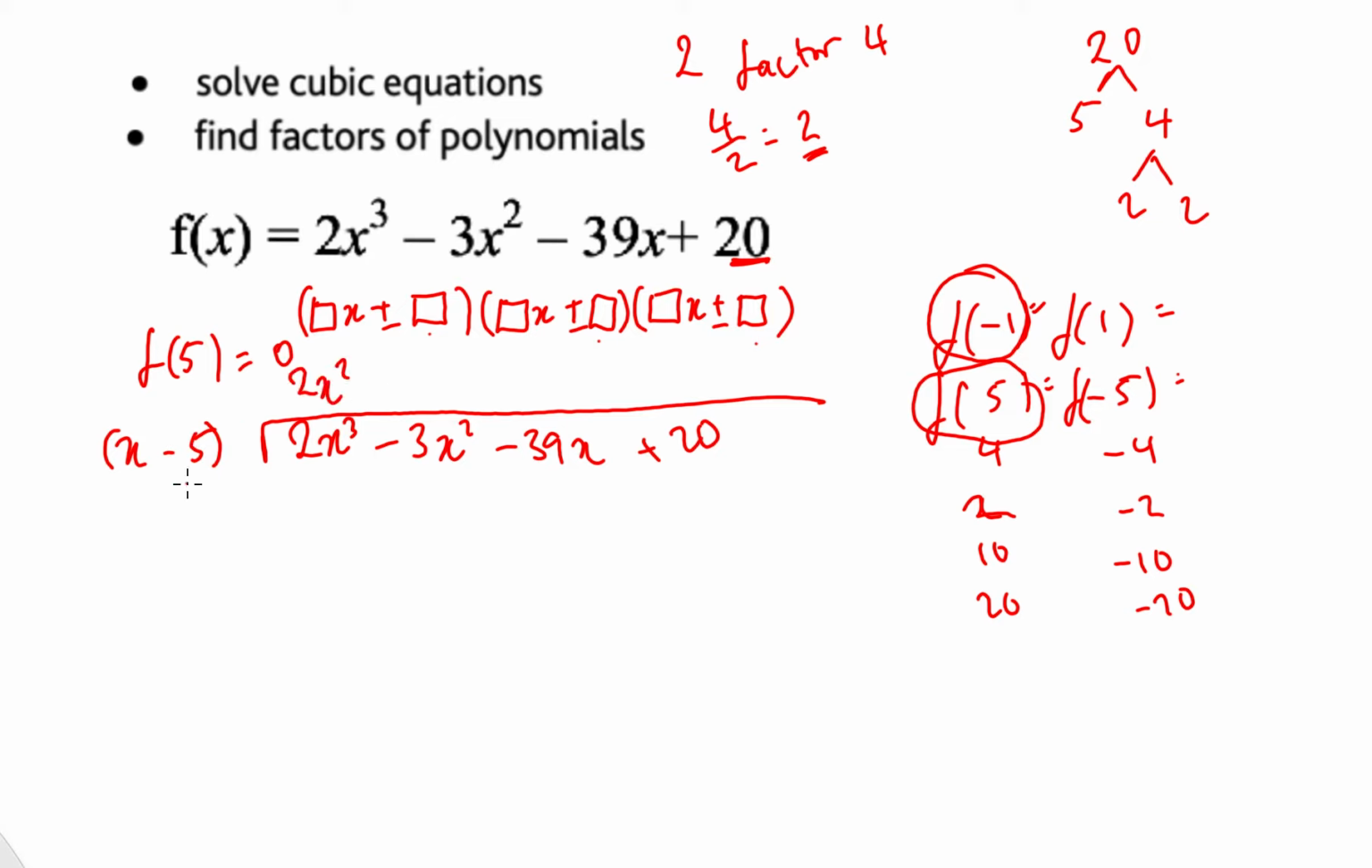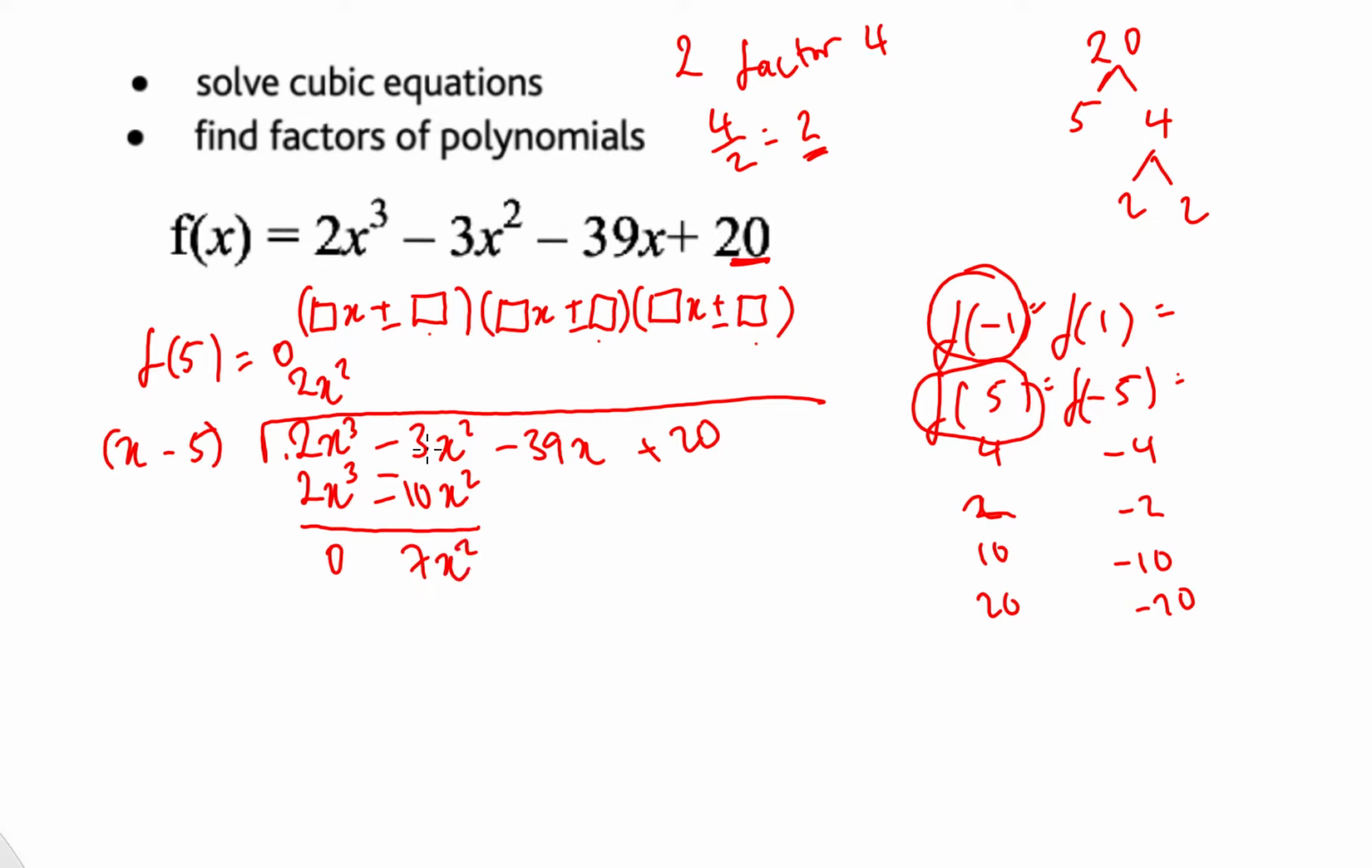Okay, so to explain this, x times something is equal to 2x cubed. That something is 2x squared. Then we continue the algorithm by doing 2x squared times x is 2x cubed. 2x squared times minus 5 is minus 10x squared. Then we subtract these two terms from one another. 2x cubed minus 2x cubed is 0. Minus 3x squared minus 10x squared is 7x squared.